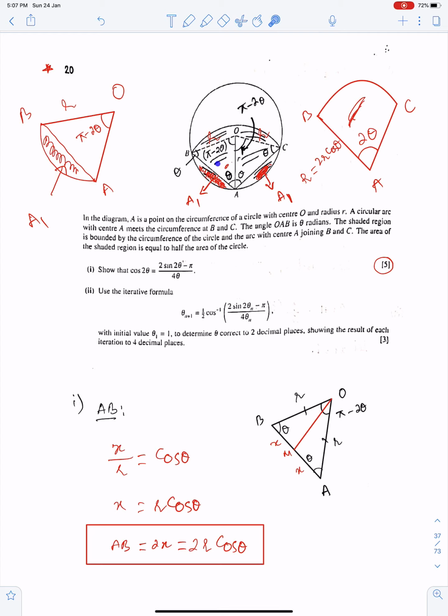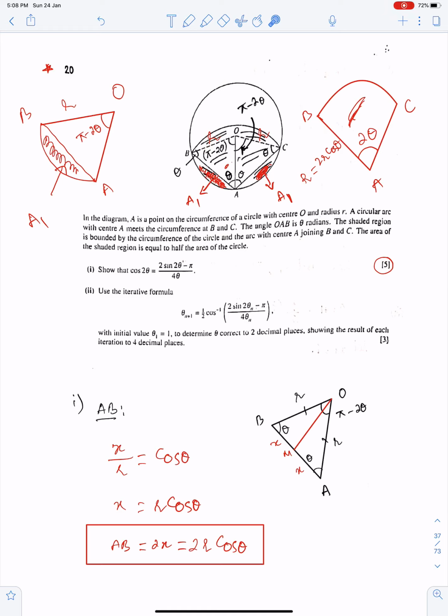For that, we need to consider this triangle. And we can use either cosine rule or cos theta in this triangle to get this length AB. I am using cos theta because that is simple. So by dropping a perpendicular from O to AB, this is perpendicular bisector in fact, we can get this length AM, which is denoted by x. So x upon r is cos theta, therefore x is r cos theta. Since we need AB, therefore AB is 2 times x, therefore AB is 2r cos theta. We have found this length AB.